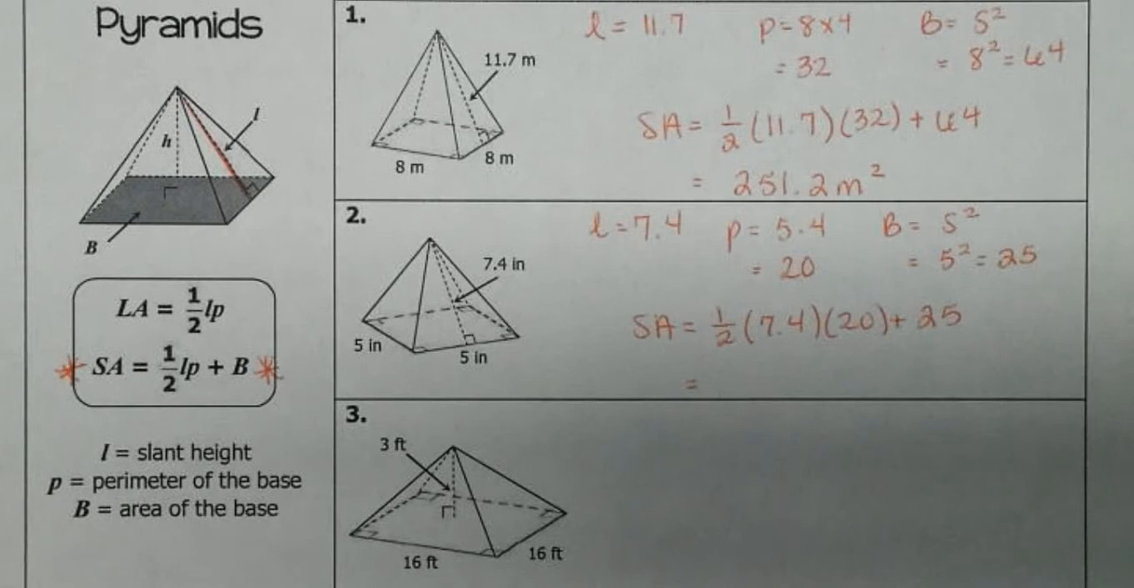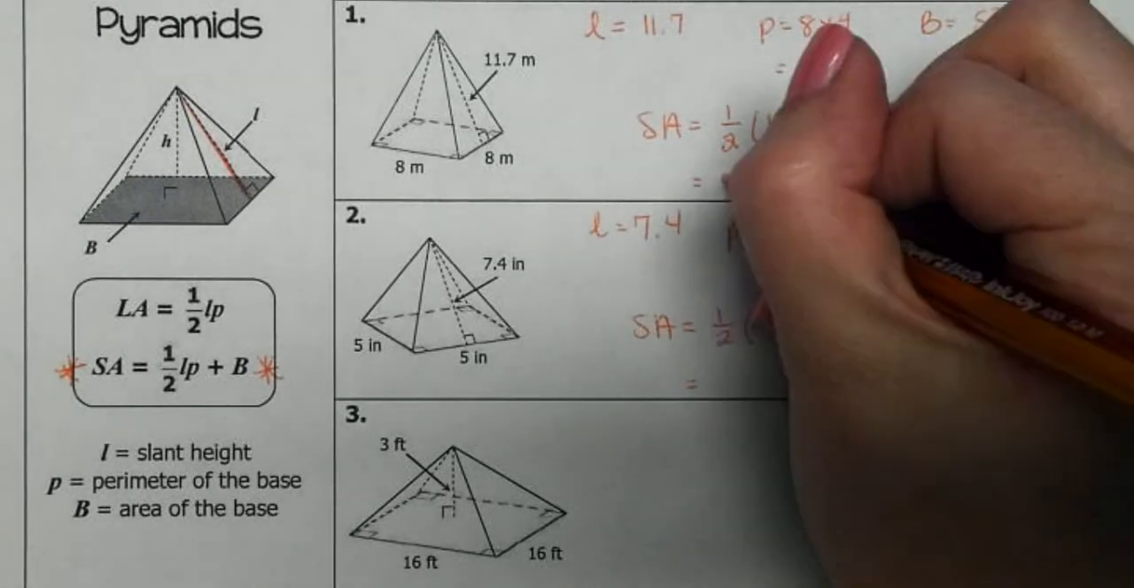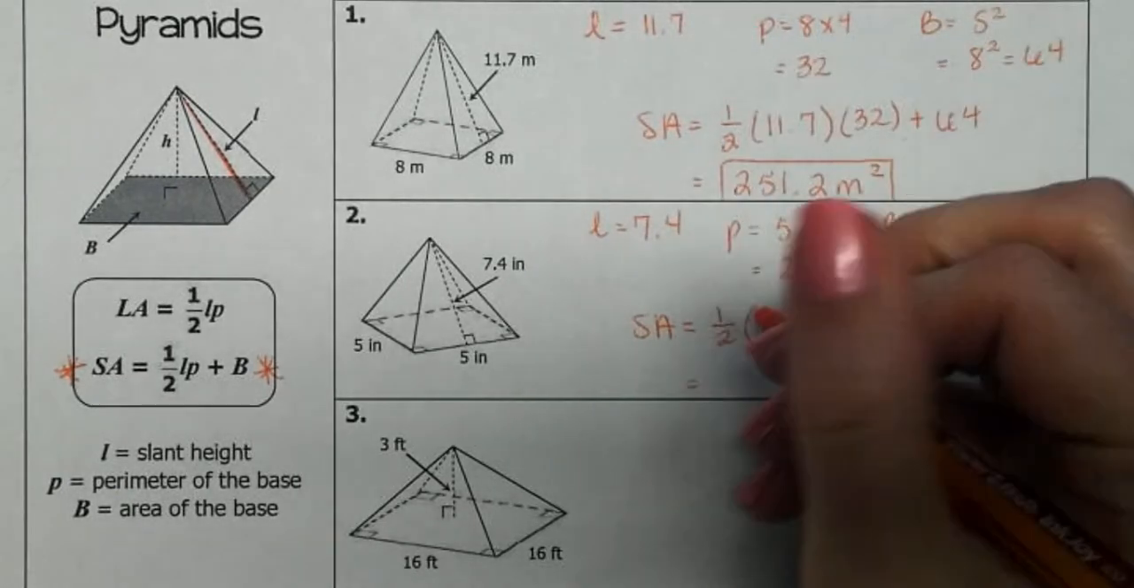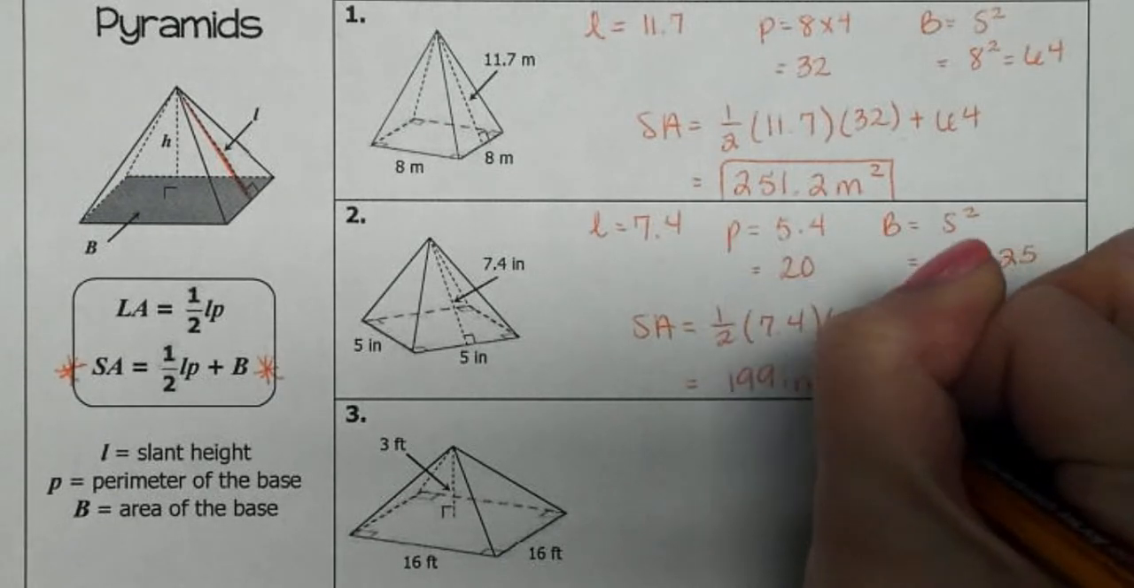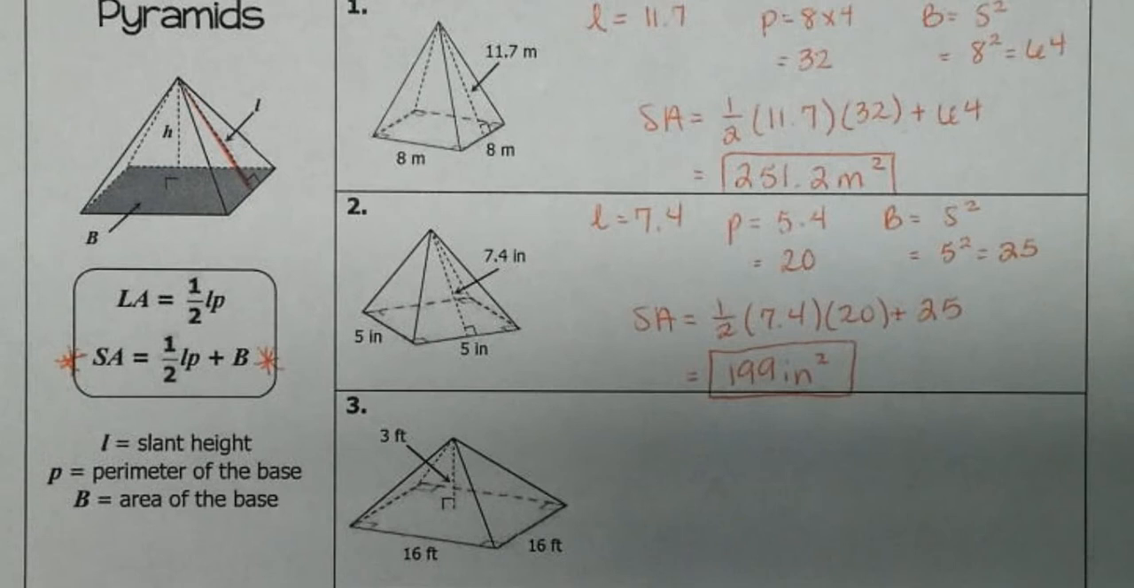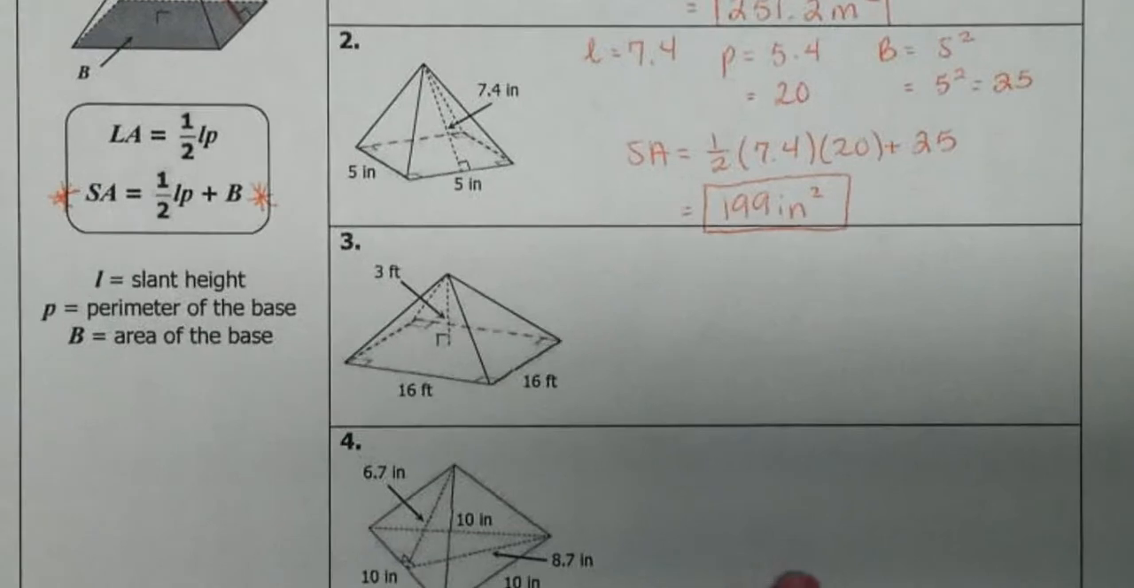You end up with, I'm going to go ahead and box my last answer in, but you end up with 199 inches squared for this answer. Much easier to see your answers when they're boxed in. Helps me grade your papers.